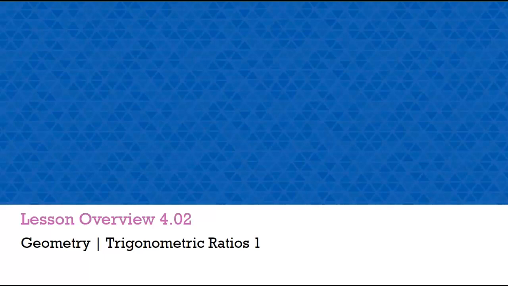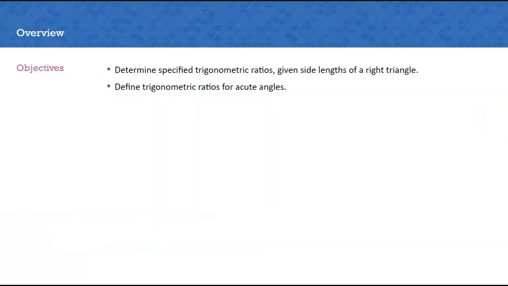Welcome to the lesson overview 4.02 Trigonometric Ratios Part 1. We're going to determine specified trigonometric ratios given the side lengths of a right triangle, and we're going to define trigonometric ratios for acute angles.